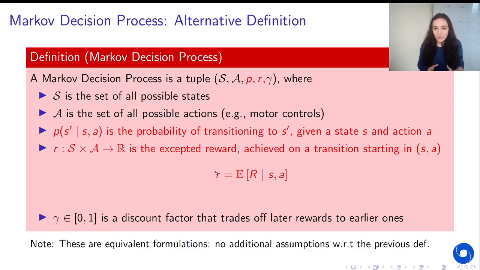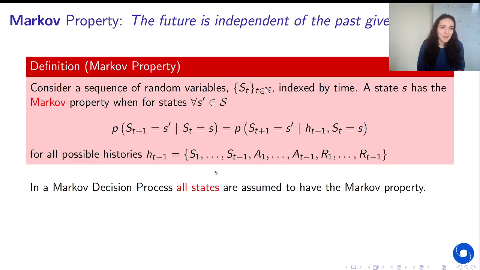Note that these formulations are equivalent. There are no additional assumptions or removed assumptions, and we will be using them interchangeably depending on when it's more convenient to use one notation versus the other. Okay, now the Markov in the Markov decision process comes from the Markov property, and you might have seen this previously in something like hidden Markov models or in a lot of the sampling methods. This property really says that the future is independent of the past given the present. And for MDPs, this is a property that all states will have.